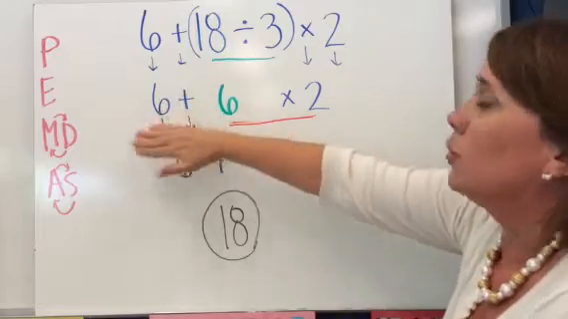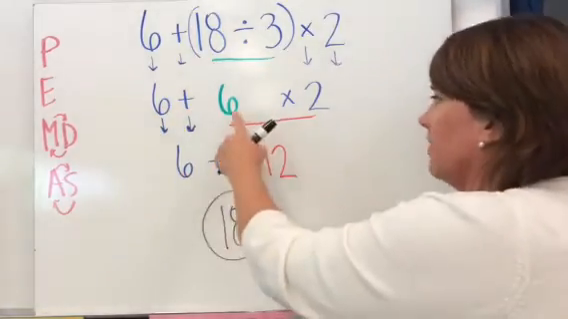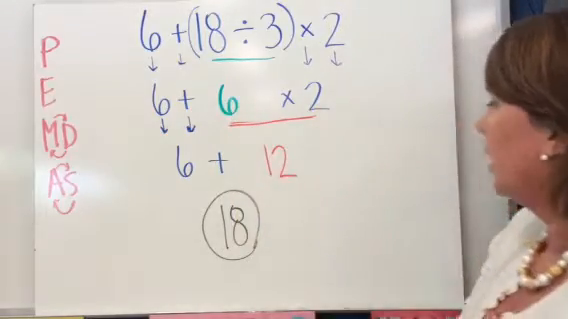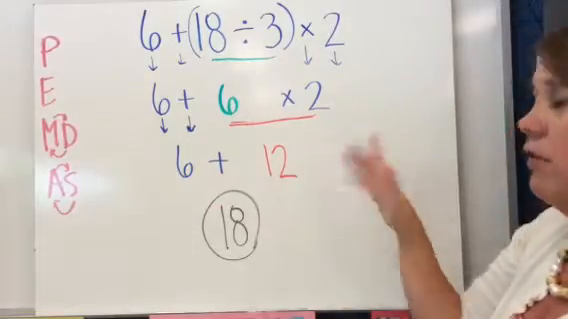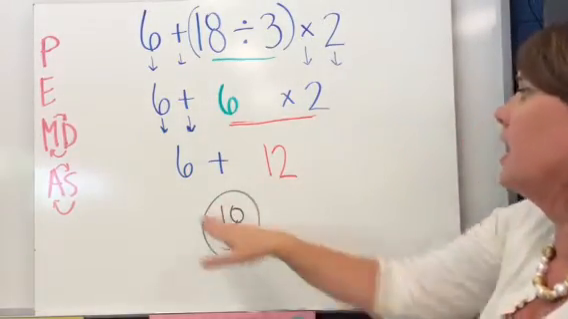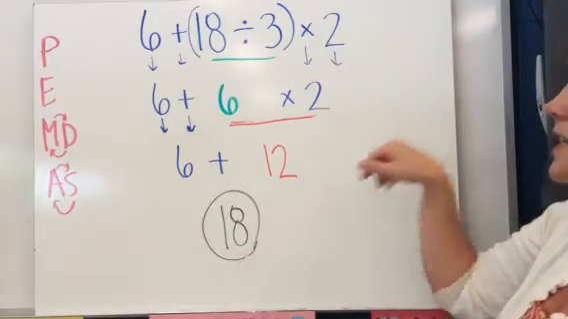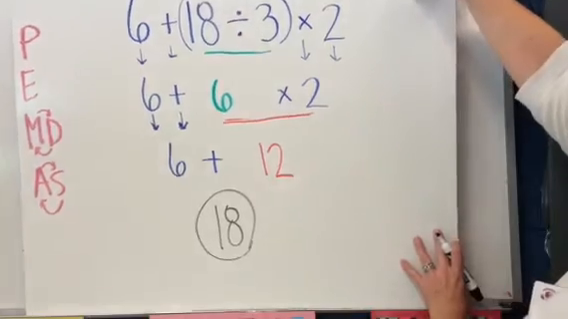So I'm going to bring down what I'm not messing with right now, 6 plus, and then I'm going to do this 6 times 2, which is 12. So now I have 6 plus 12, a whole new problem, but I'm simplifying it, simplifying it, simplifying it, and 6 plus 12 is 18. So those two answers are different, and the only thing that changed was the parentheses.